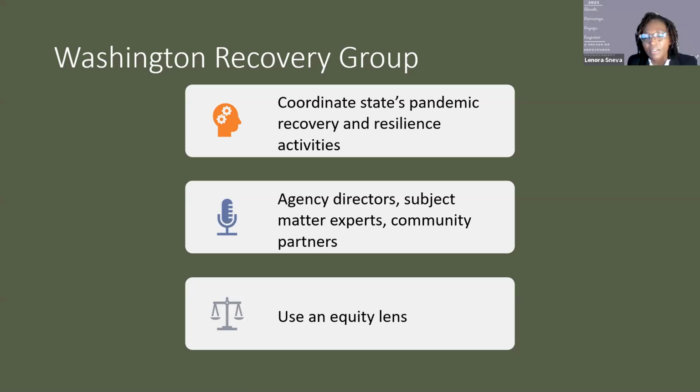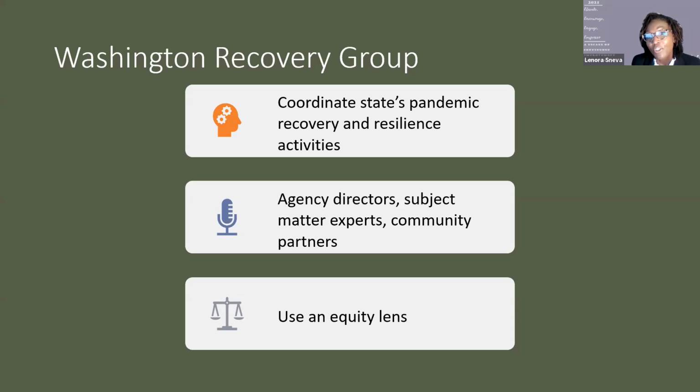All right. So the Washington Recovery Group is coordinating statewide COVID-19 pandemic recovery activities and setting priorities that strengthen the resiliency of our state for all Washingtonians. The WRG is made up of agency directors, community partners, and subject matter experts. We meet monthly to break down silos and have real conversations about pandemic lessons learned and how to improve access to services and technology and strengthen our workforce.